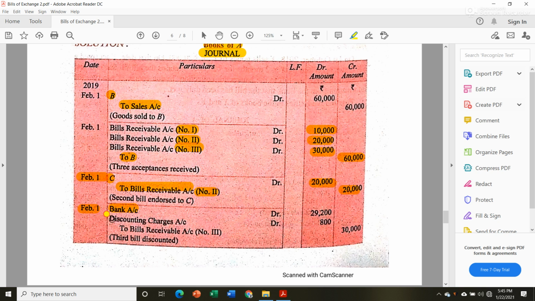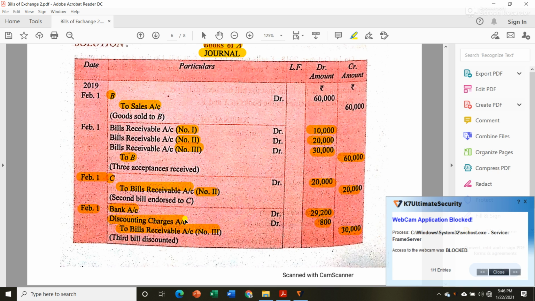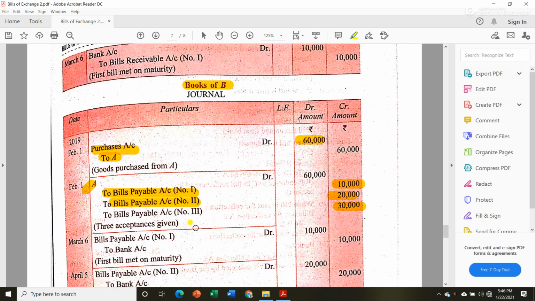Bank account debit, discounting charges account debit, to bills receivable account number 3. If you remember the journal entry for discounting the bill, it will be quite easy. So it's better if you try to learn those transactions by heart. We know that bill receivable account number 3 was worth rupees 30,000. Then he actually received an amount of 29,200. The remaining 800 of difference is nothing but discounting charges. Now for discounting, again we will not pass any entry in the book of B.